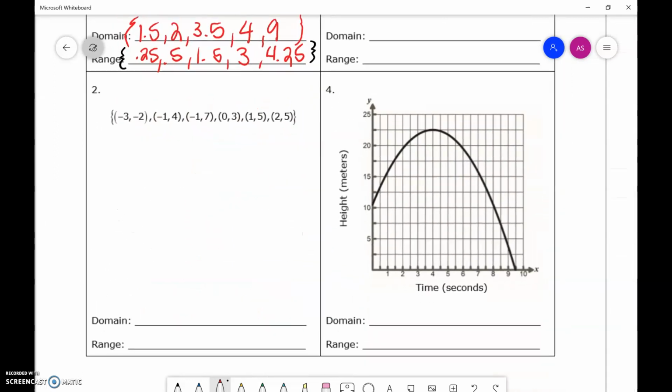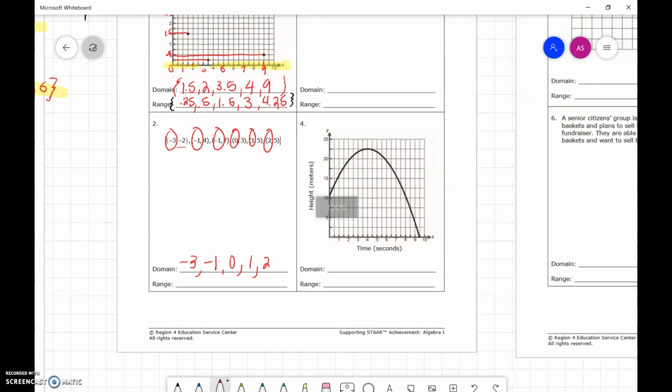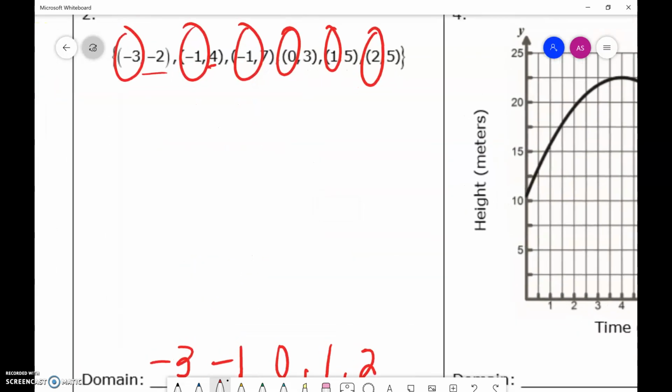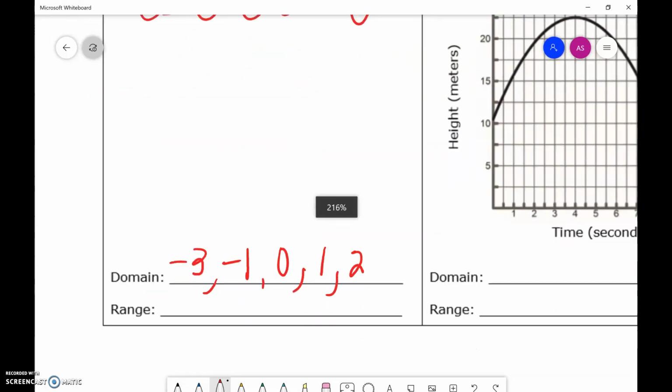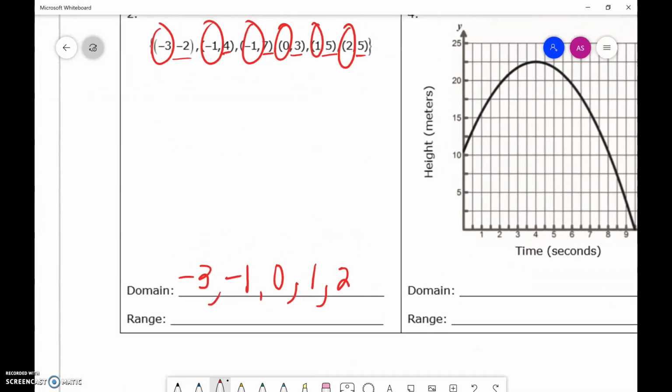Number 2, this is pretty straightforward. Our domain is our x. So we have -3, -1, 0, 1, and 2. That -1 repeats, so we don't need to write it twice. Then I have -2, 4, 7, 3, 5, 5. That repeats, so again, just write it once. -2, 4, 7, 3, 5.